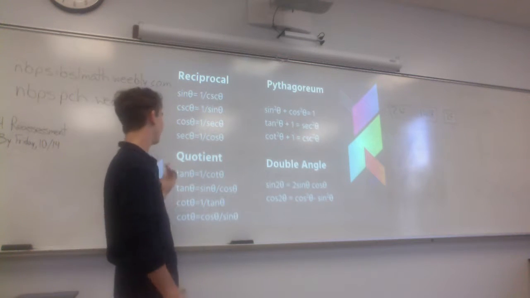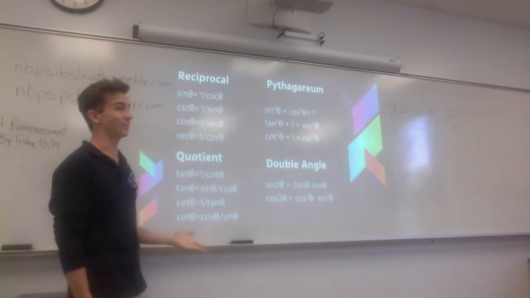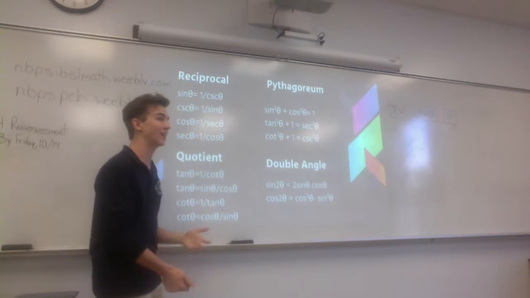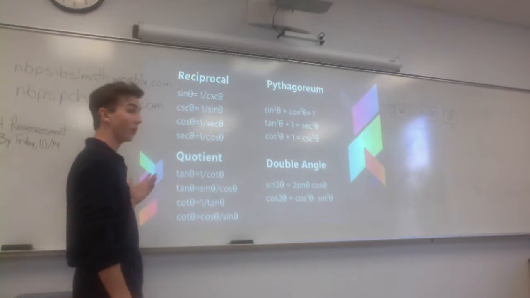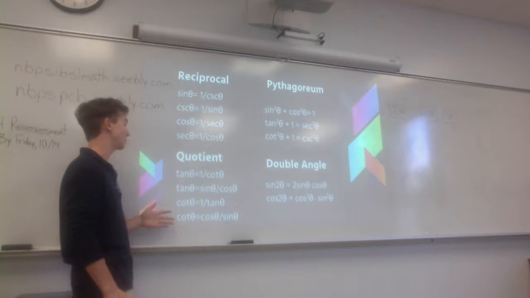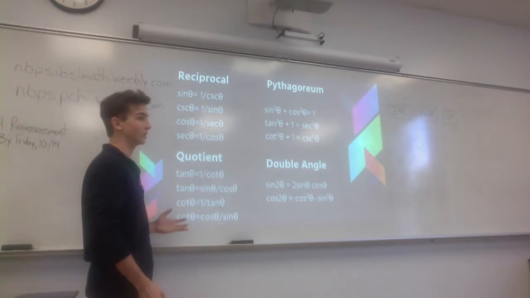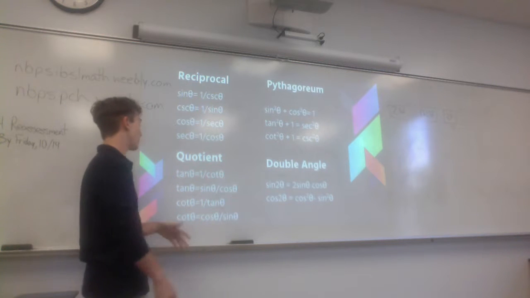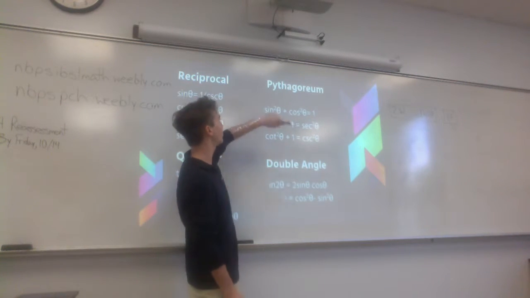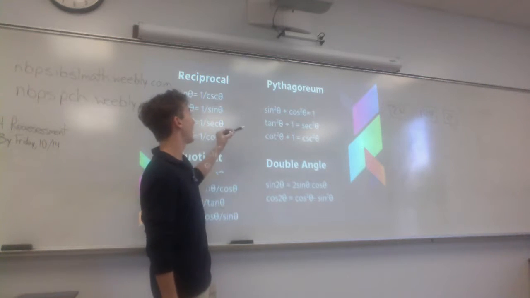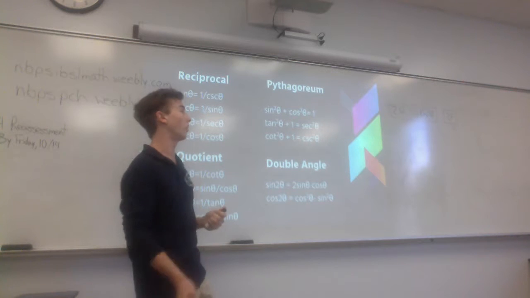It's reciprocal. Your quotient identities, those are pretty much the same thing, just we're using tangent now. So we're using tangent and cotangent, one over the other, which is equal to each other. But also, tangent equals sine over cosine, and cotangent, because it's the reciprocal, equals cosine over sine. For the Pythagorean identities, we have sine squared plus cosine squared equals 1.